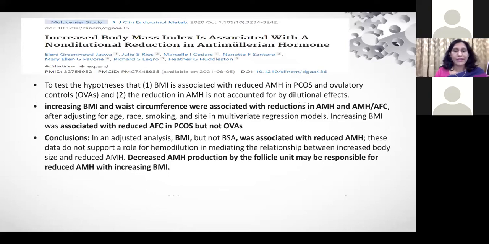So in this study by Jaswa et al., the BMI was checked whether it is associated with AMH or not. And they found that increasing BMI and waist circumference were associated with reductions in AMH and AMH/AFC ratio. Increasing BMI was associated with reduced AFC in PCOS, but not otherwise in ovulatory controls. So they concluded that increased BMI was associated with reduced AMH, and decreased AMH production by the follicle unit may be responsible for reduced AMH with increasing BMI.